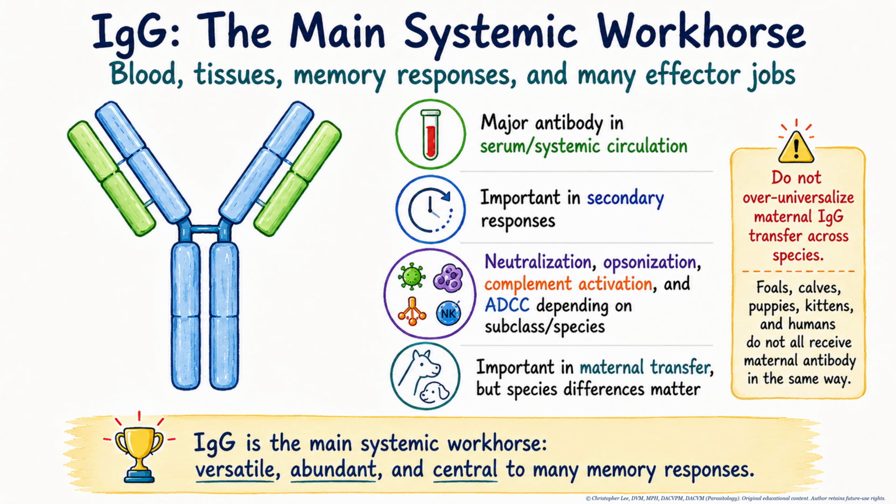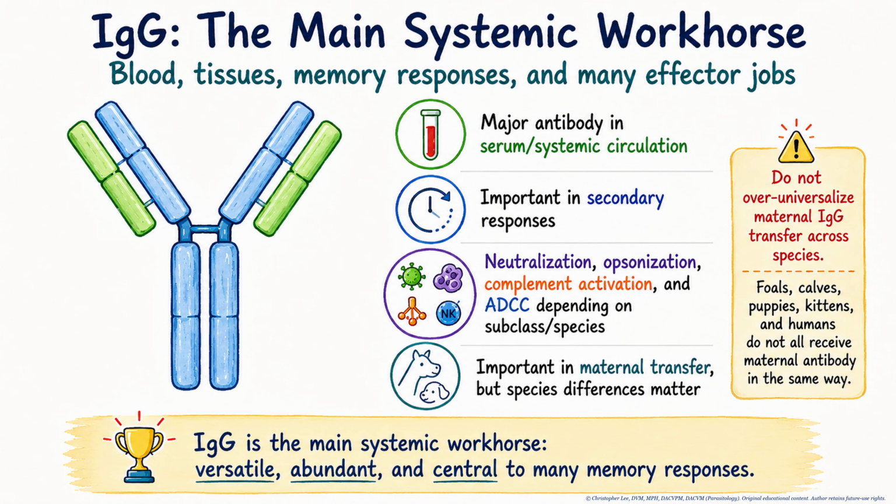IgG is the main systemic workhorse. In serum and tissues, IgG is the antibody most people think of when they think about a durable systemic protection. It is especially important in secondary responses after previous exposure or vaccination, when memory B cells respond more quickly and often produce higher affinity antibody. IgG can neutralize pathogens or toxins, opsonize microbes for phagocytes, activate complement, and support antibody-dependent cellular cytotoxicity, or ADCC. The exact mix of those functions depends on subclass and species.